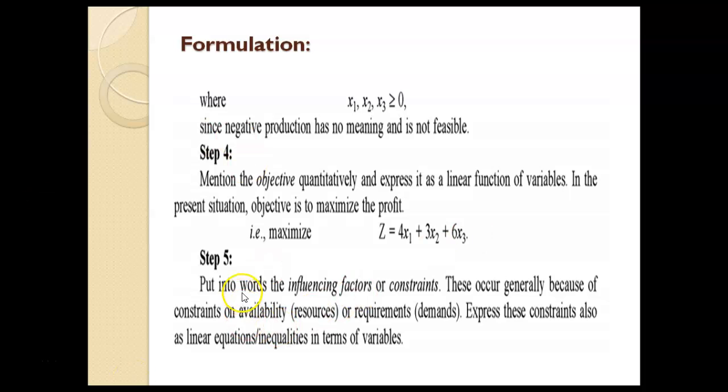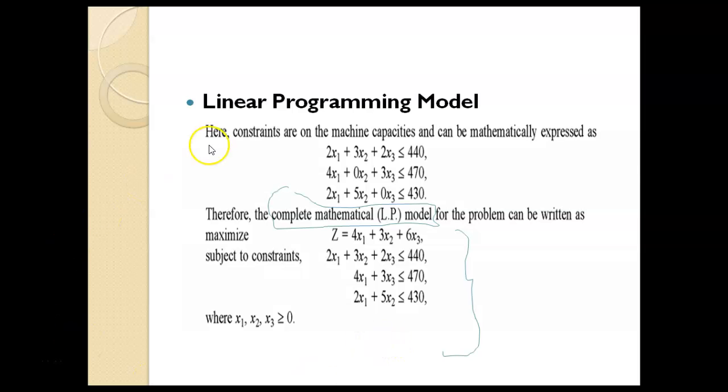Step 5. Put into words the influencing factors or constraints. These occur generally because of constraints on availability, that is resources, or requirements, that is demands. Express these constraints also as linear equations or inequalities in terms of variables. So this is now the linear programming model that is coming. Here the constraints are on the machine capacities and can be mathematically expressed as follows. These have been expressed from the data available in the table. So we can see here 2x1 plus 3x2 plus 2x3 less than or equal to 440.